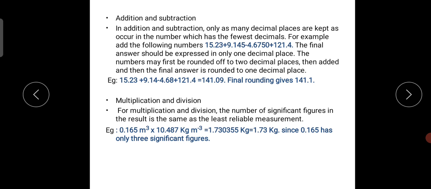Then multiplication and division. In multiplication and division, the result should keep the same significant figures as the least precise value. See, while multiplying this, we get 7.30355. We don't write it as such as what we got. We can make it 1.73 kg, because there are only 3 significant figures here. So we don't write it completely.